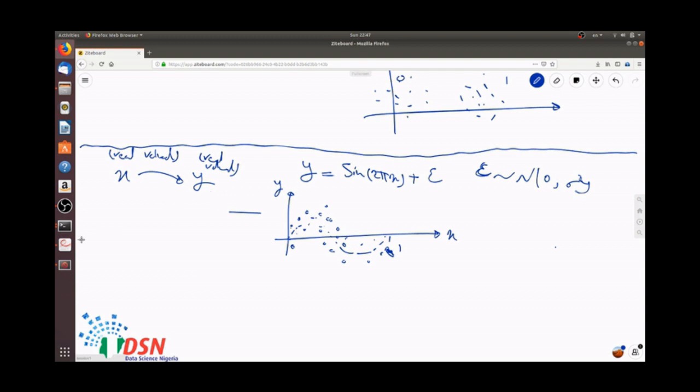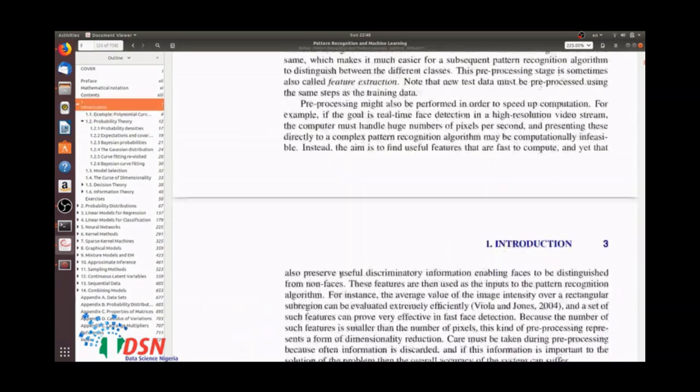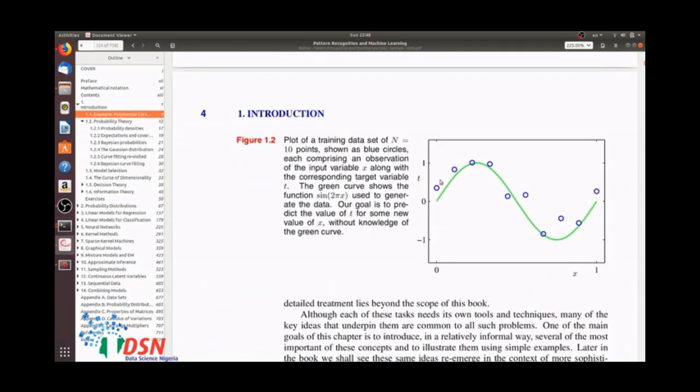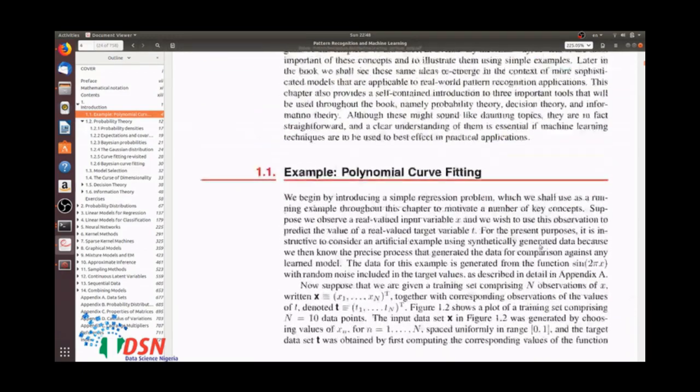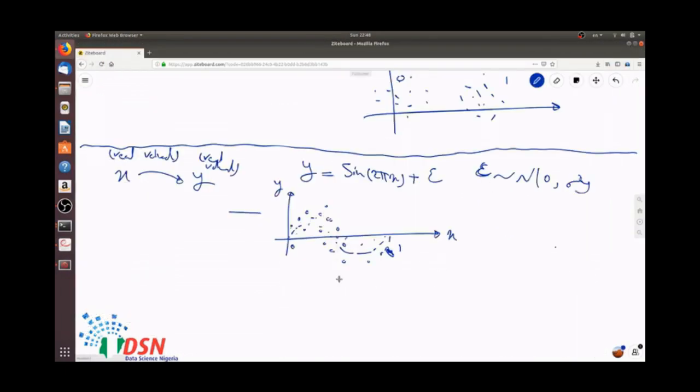Okay, now maybe it is better to show it from the book. If you produce the data, you will have something like this. This is actually the sine of 2πx, and these are the sample data. Okay, now the problem is that you want to fit a model, a polynomial model, to this. So in other words, our f, or our machine learning model, is a polynomial thing.